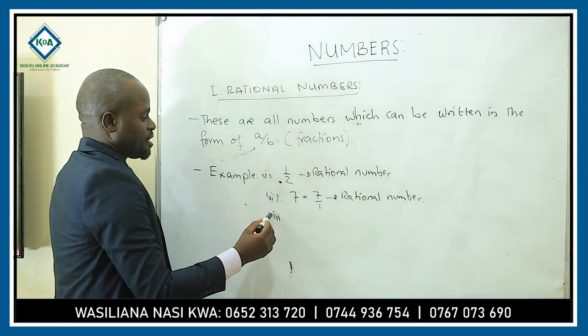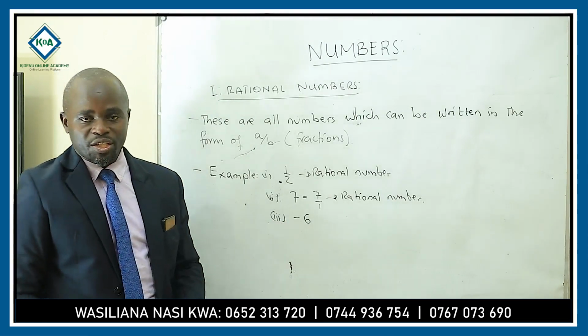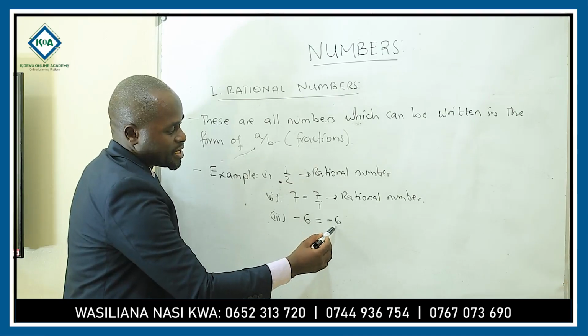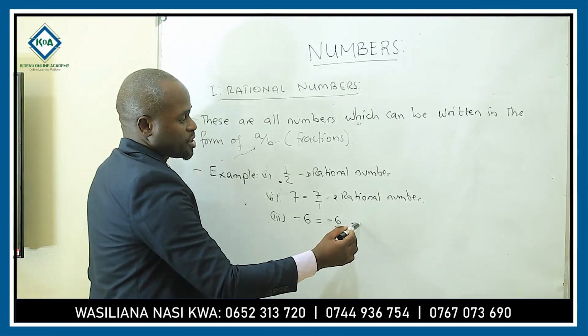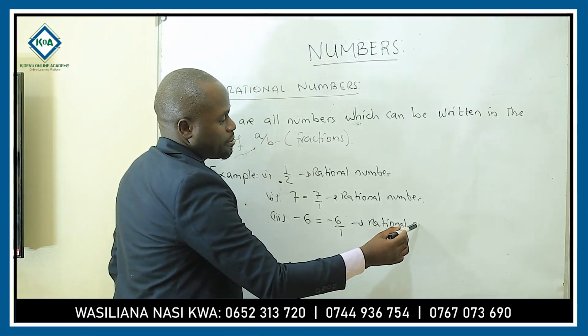Another example is if you have maybe negative 6. Now negative 6 also is rational, because negative 6 can be expressed as negative 6 over 1, which is a rational number.